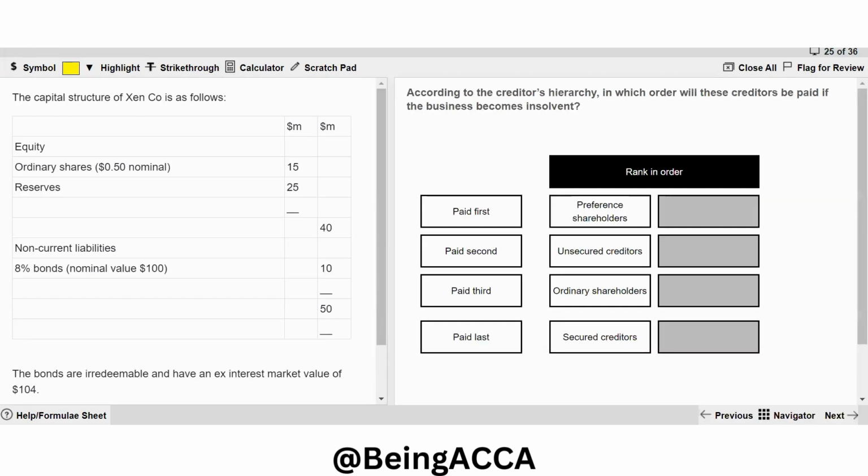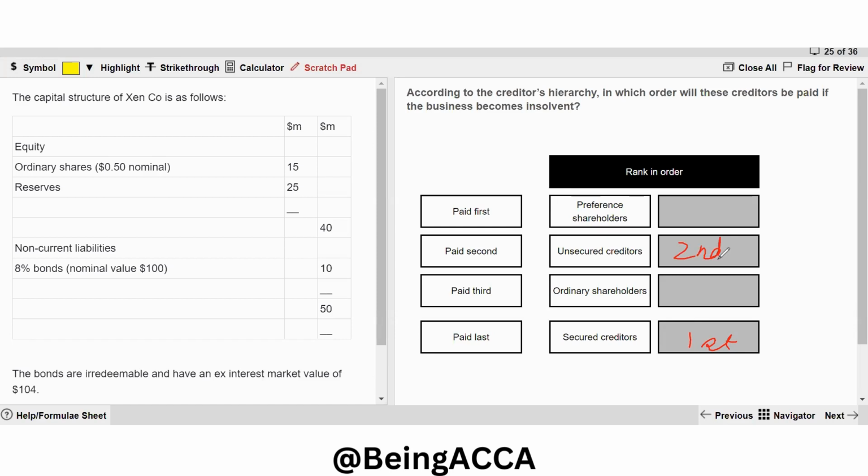This is the last scenario based question for this OT. According to the creditors hierarchy, in which order will these creditors be paid if the business becomes insolvent? This is a rather basic question. We have always learned that first of all, who gets paid? Your secured creditors. I'm not able to drag these at the moment, so I'm just pointing them out. Secured creditors will be paid first. Then after that, second, we are going to pay our unsecured creditors.